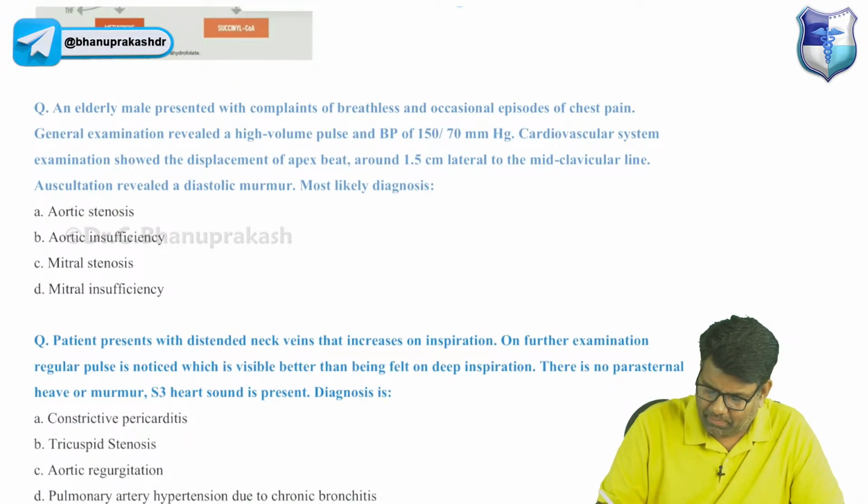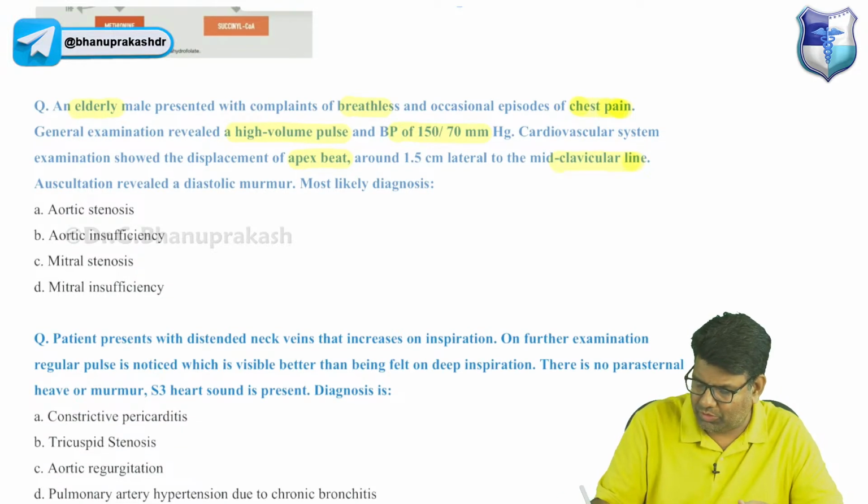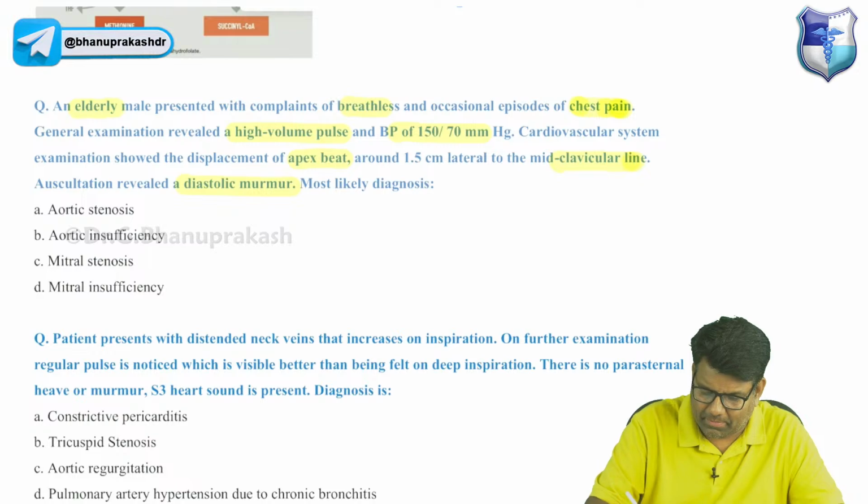Now next question. Elderly male with breathlessness and occasional chest pain. He has got a high volume pulse. BP is also high. And there is displacement of apex beat lateral to the mid clavicular line. What is the usual site of the apex beat? Mid clavicular line. And there is a diastolic murmur. Can you make the diagnosis?